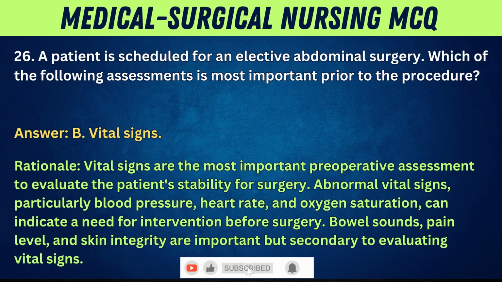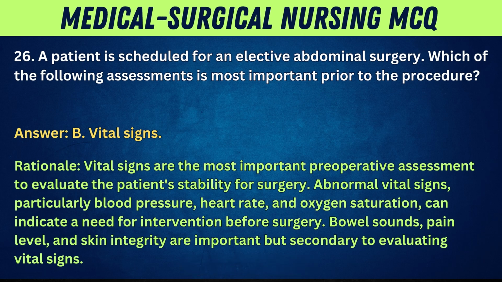Rationale: vital signs are the most important preoperative assessment to evaluate the patient's stability for surgery. Abnormal vital signs, particularly blood pressure, heart rate, and oxygen saturation, can indicate a need for intervention before surgery. Bowel sounds, pain level, and skin integrity are important but secondary to evaluating vital signs.